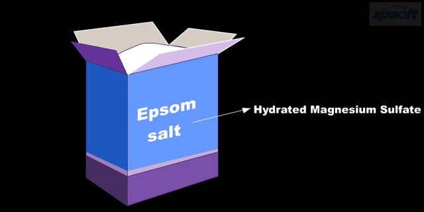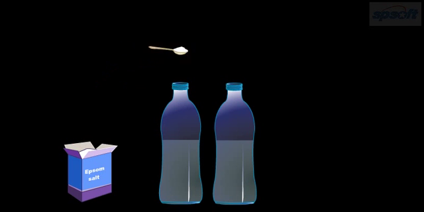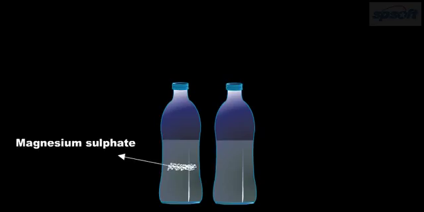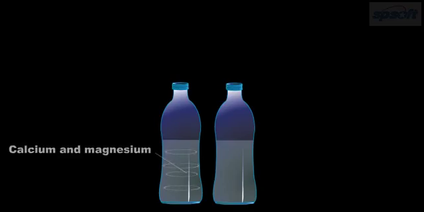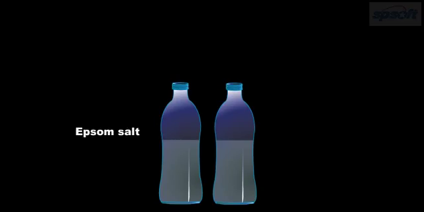Epsom salt is chemically hydrated magnesium sulfate. The magnesium present in the salt reacts with water, makes it hard, and does not allow it to form suds. The minerals that make water hard usually contain calcium and magnesium. In this experiment, you made water hard by adding Epsom salt, which is magnesium sulfate.